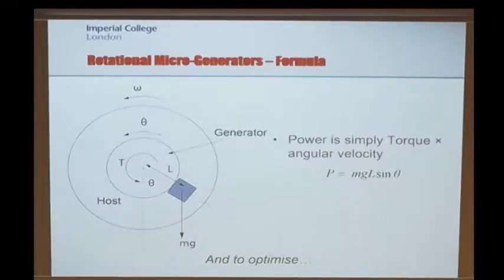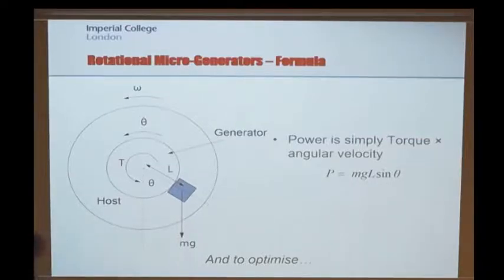And so, is there an omega missing there? mgl sine theta times omega, sorry. So that's the force that I can generate, not the power. So if I want to optimize this, then really I've only got one degree of freedom in this scenario. I can change sine theta.